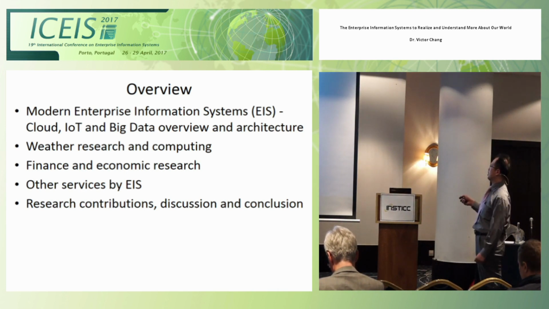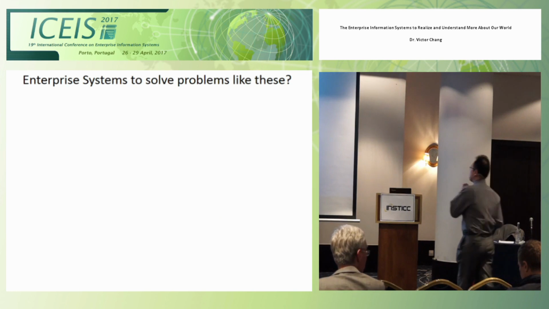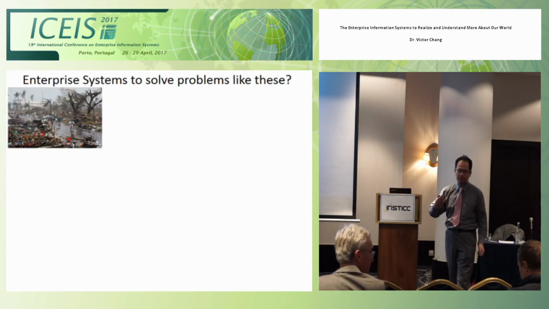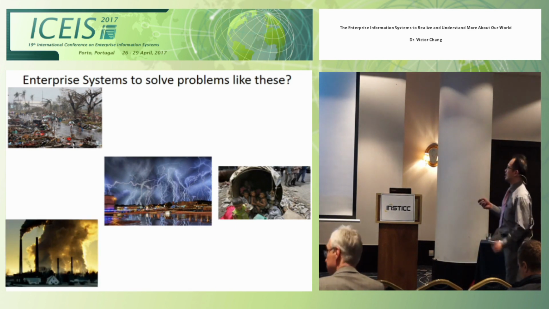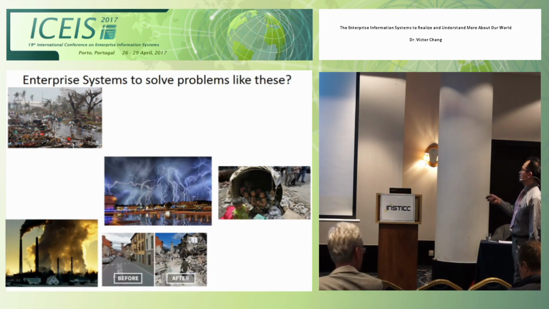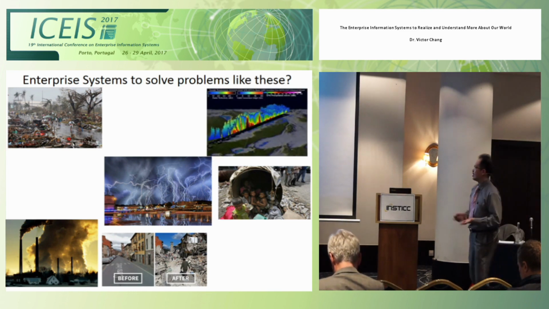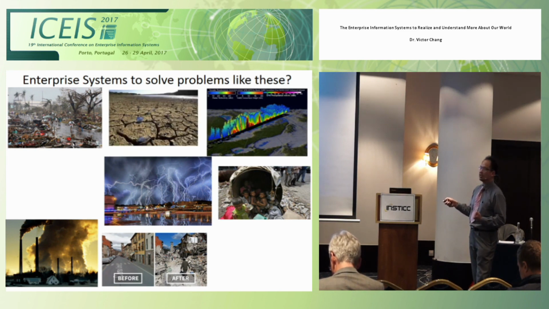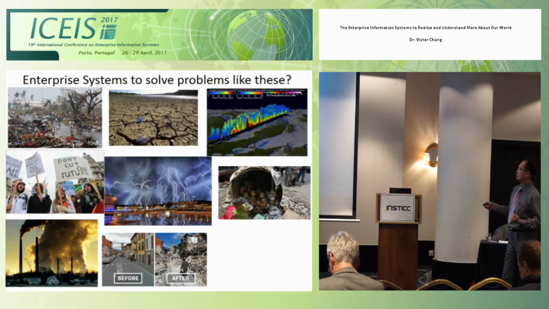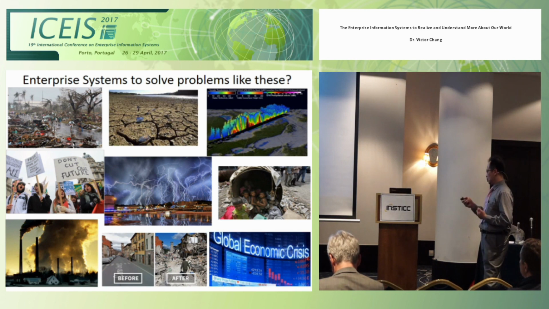I'm going to start with the modern enterprise information system, EIS, because as technology has moved on, we use different types of technology and technique that include cloud, Internet of Things, big data, and the overview with architecture. And then I'm going to focus more on weather research and computing, and finance and economic research, and other services that can be enabled by EIS, as well as the summary of the research contribution, discussion, and conclusion.